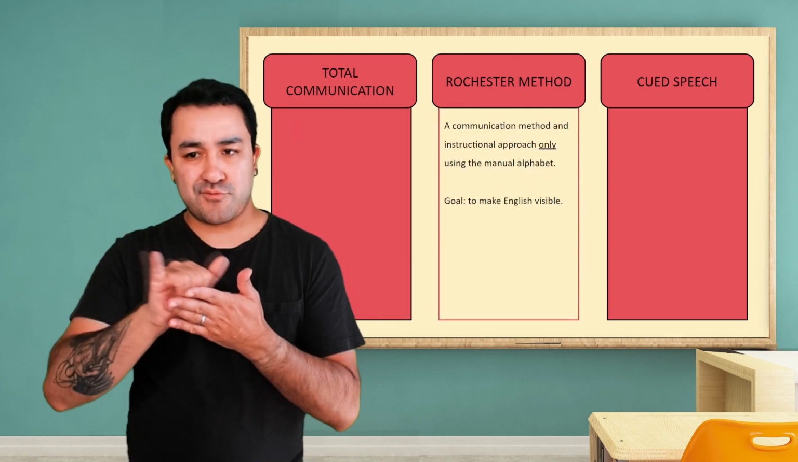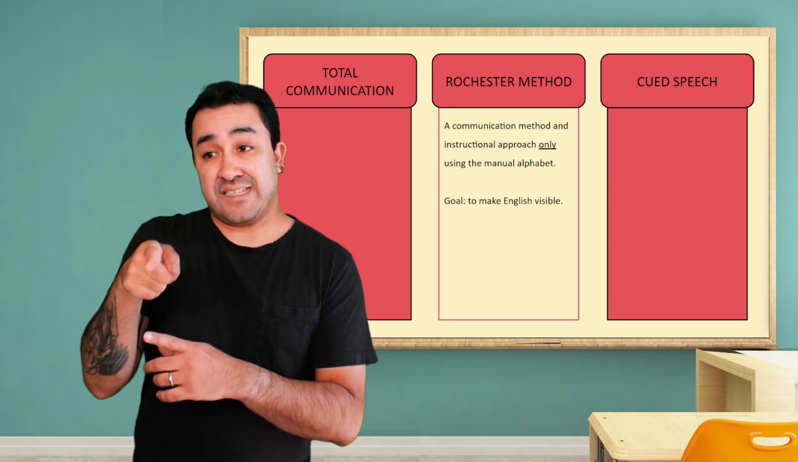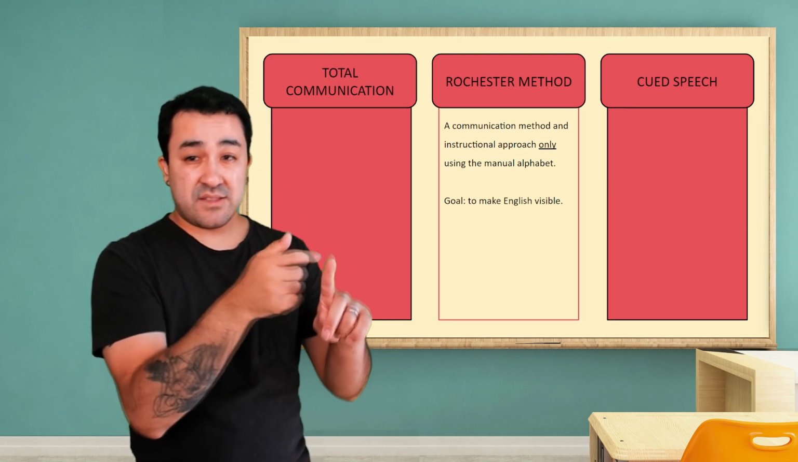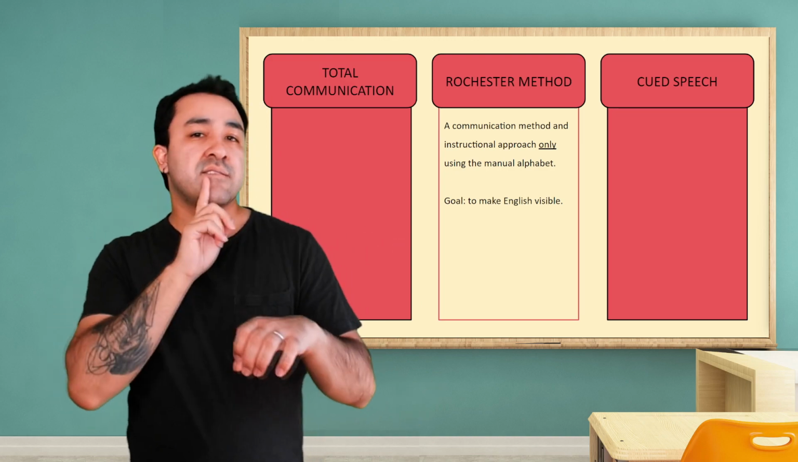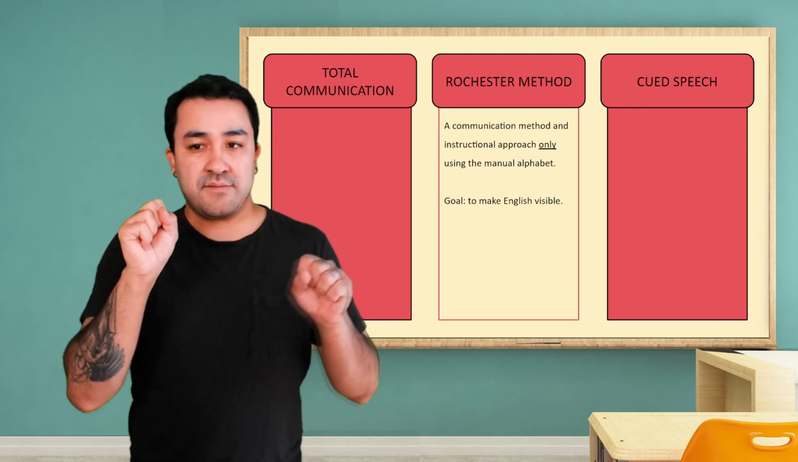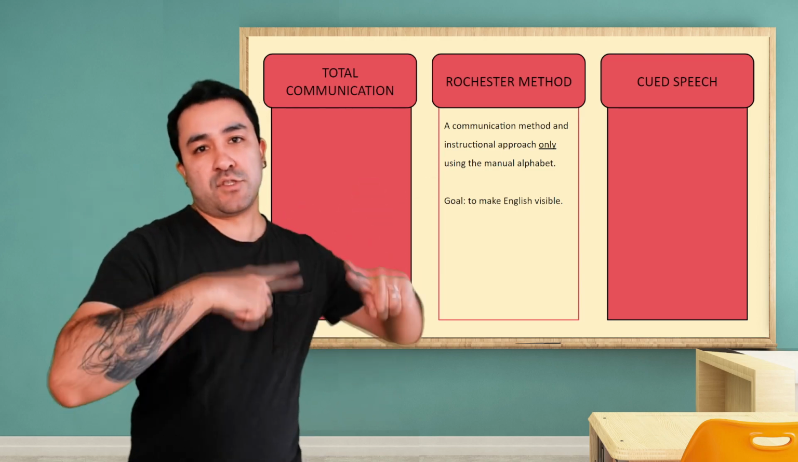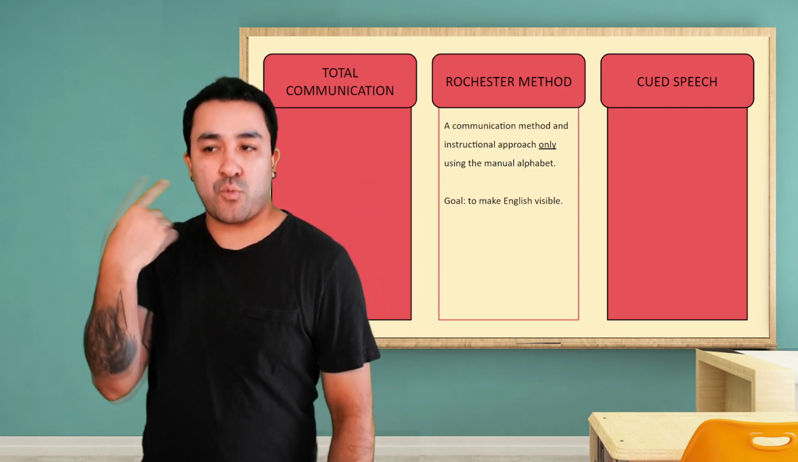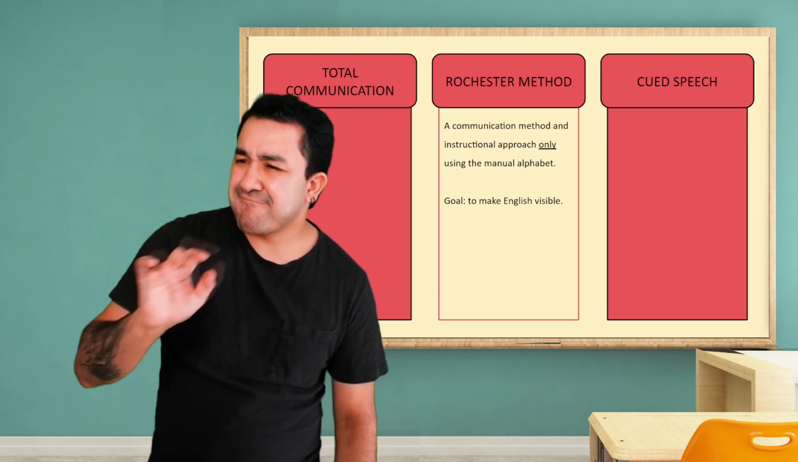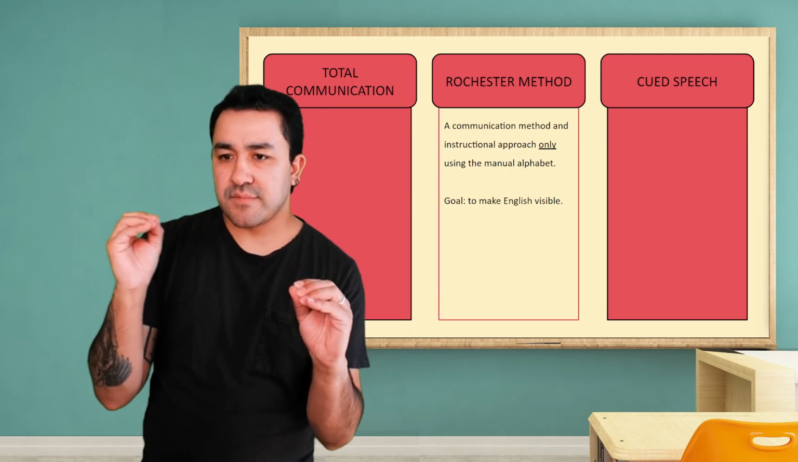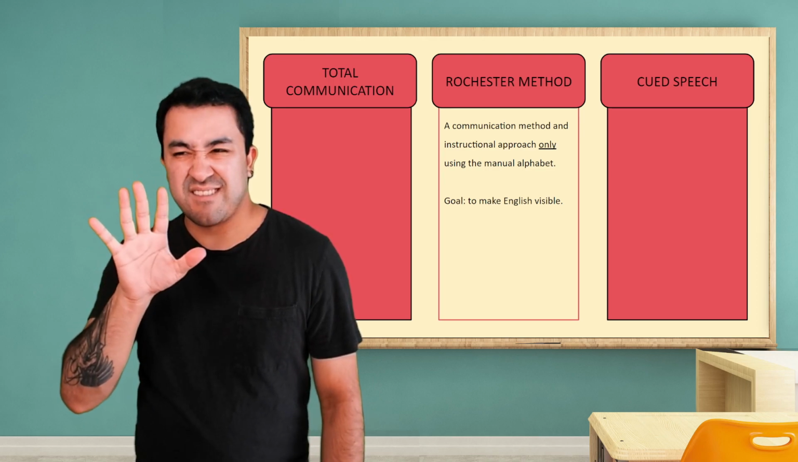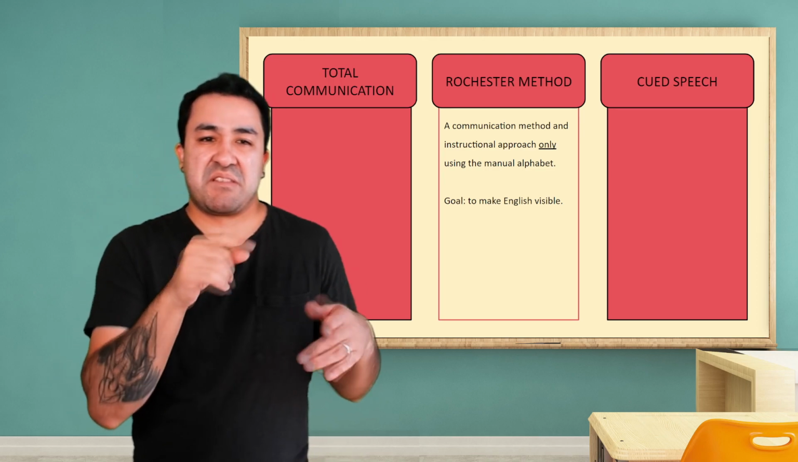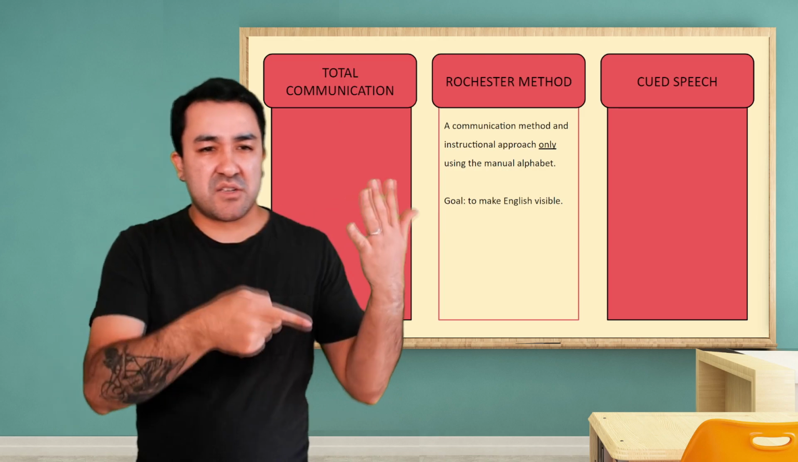Next is Rochester method. Developed in Rochester, New York, it has a similar goal to C. It was created to make English visible to deaf people. It is different than C because instead of using signs, it only uses fingerspelling. Yes, you heard that right. It is a communication method that is 100% fingerspelling, and no signs are used. However, it is rare to meet people who use the Rochester method.